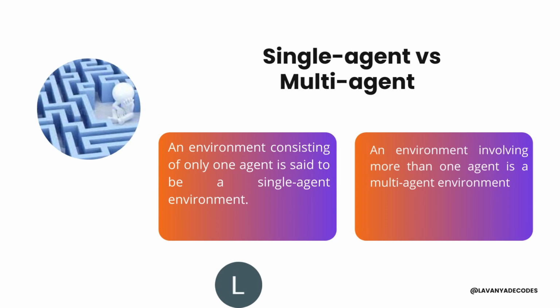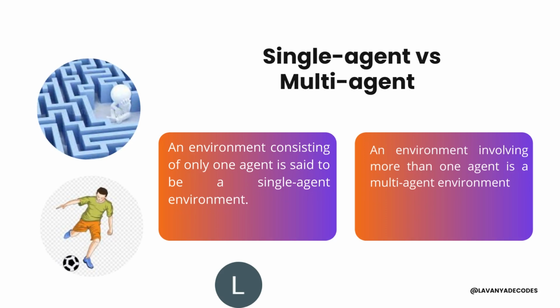Single and multi-agent. An environment consisting of only one agent is said to be a single agent environment. For example, a person left alone in a maze, as shown in the figure, is a single agent system. An environment involving more than one agent is known as a multi agent environment. For example, the game of football is a case of a multi agent environment as it involves more than one player. 11 players are in each team.